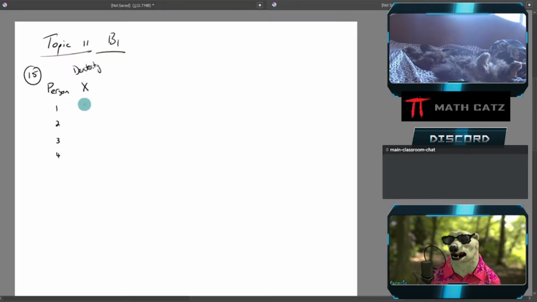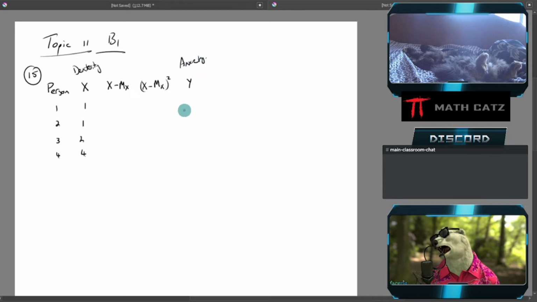So I'll have my X scores here. I'll just copy them over: 1, 1, 2, and 4. We're going to calculate the deviation from the mean, and we're going to look at the squared deviation from the mean. So this time I want to plan my columns here. Then we will have our Y variable, which corresponds to the anxiety scores. Copy those down as 10, 8, 4, and -2. We'll have some deviations from the mean, and squared deviations, sure.